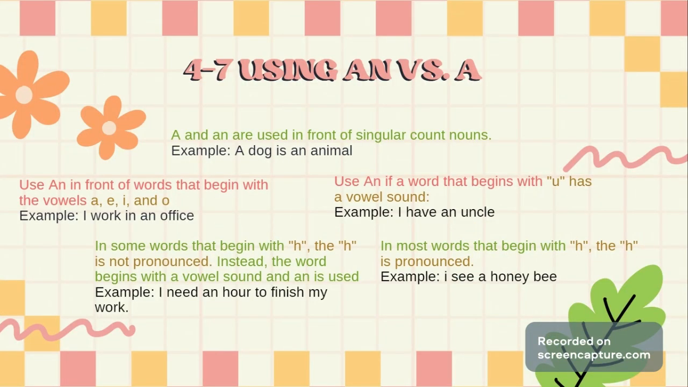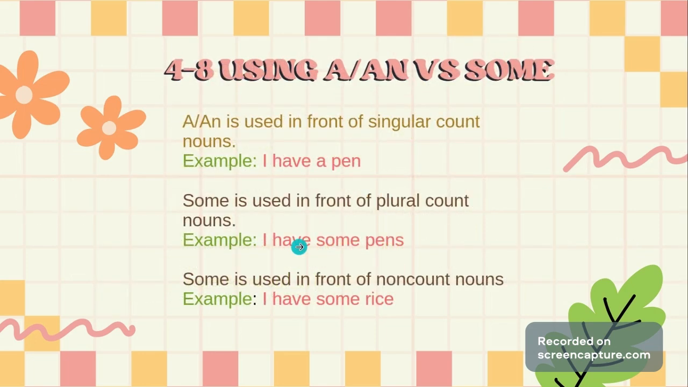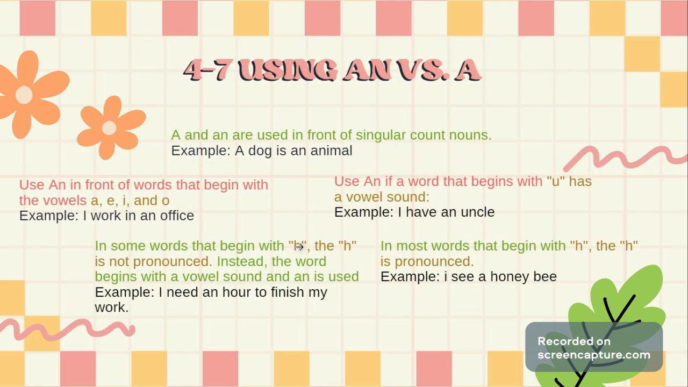And next, using a versus an. I'm sorry. So a and an are used in front of singular count nouns. Example: a dog is an animal. Use an in front of words that begin with the vowels a, e, i, o, u. Yeah. For example, I work in an office. So because the next word is office, o, we use an.